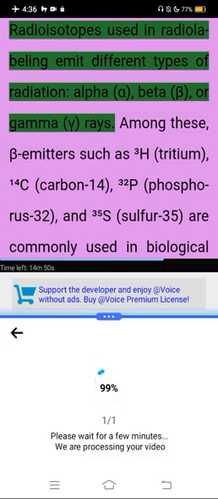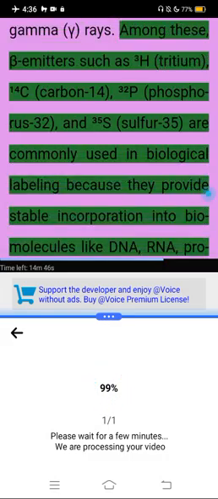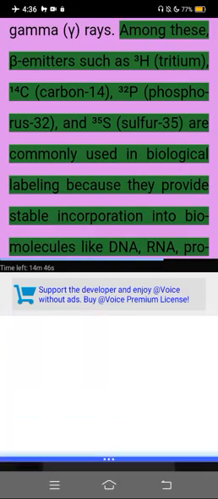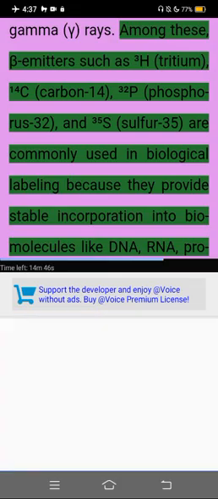Radioisotopes used in radiolabeling emit different types of radiation: alpha, beta, or gamma rays. Among these, beta emitters such as tritium (3H), carbon-14 (14C), phosphorus-32 (32P), and sulfur-35 (35S) are commonly used in biological labeling because they provide stable incorporation into biomolecules like DNA, RNA, proteins, and metabolites.